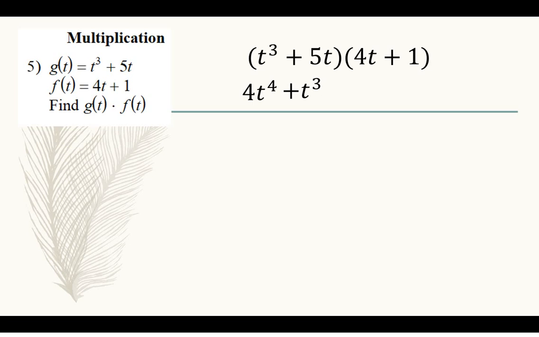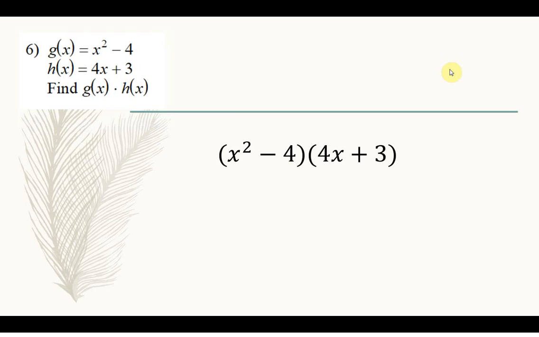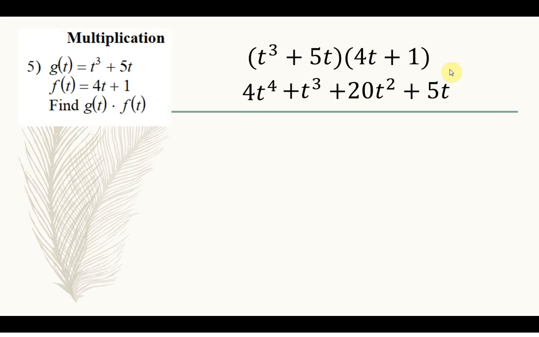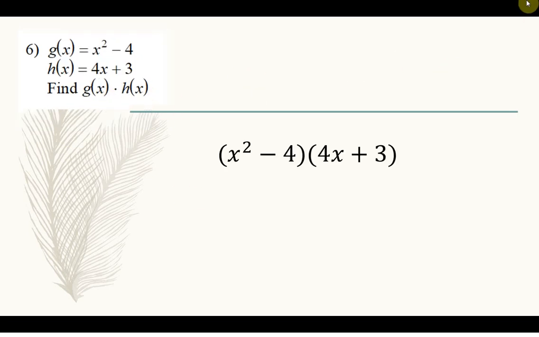t cubed times 4t is 4t to the 4th. t cubed times 1, yep, we're doing that thing, people. 5t times 4t is 20t squared. 5t times 1 is 5t. You combine anything you can, but you can't. So there's your final answer, which you would write next to the g of t times h of t just to make sure. Equals all that beautifulness.